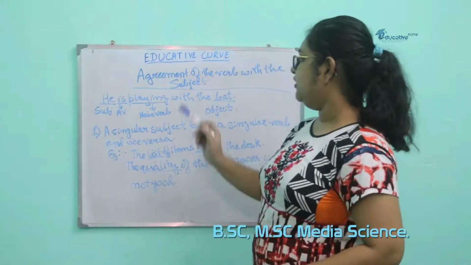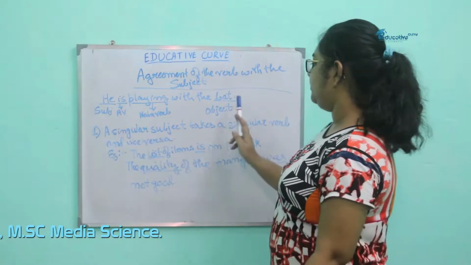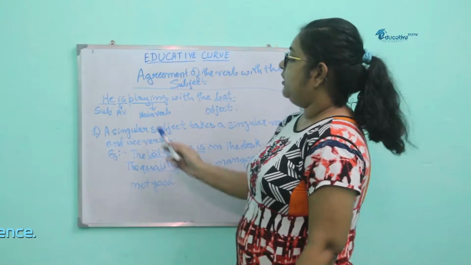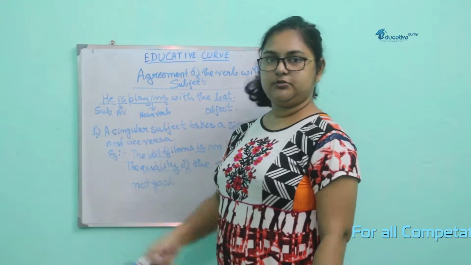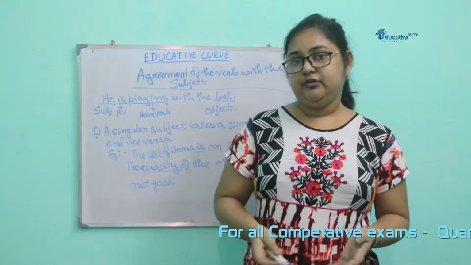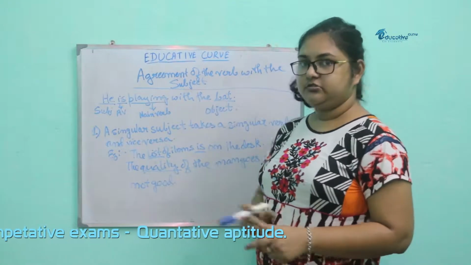So see, a verb always has two things, a subject and the object. So, the verb always agrees to its subject. Now, which kind of subject will the verb agree to? That is what we'll learn in this video.